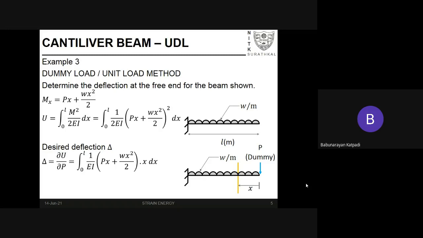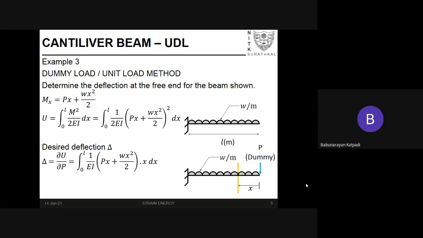So if you do the differentiation within the integral sign, we are getting 1 by 2EI and the expression (Px + Wx²/2) whole squared. When you differentiate it, it becomes 2 times (Px + Wx²/2) into x, because P is the variable now. Wx²/2 will be a constant, and Px differentiated with respect to P will be x. That is the expression you get.